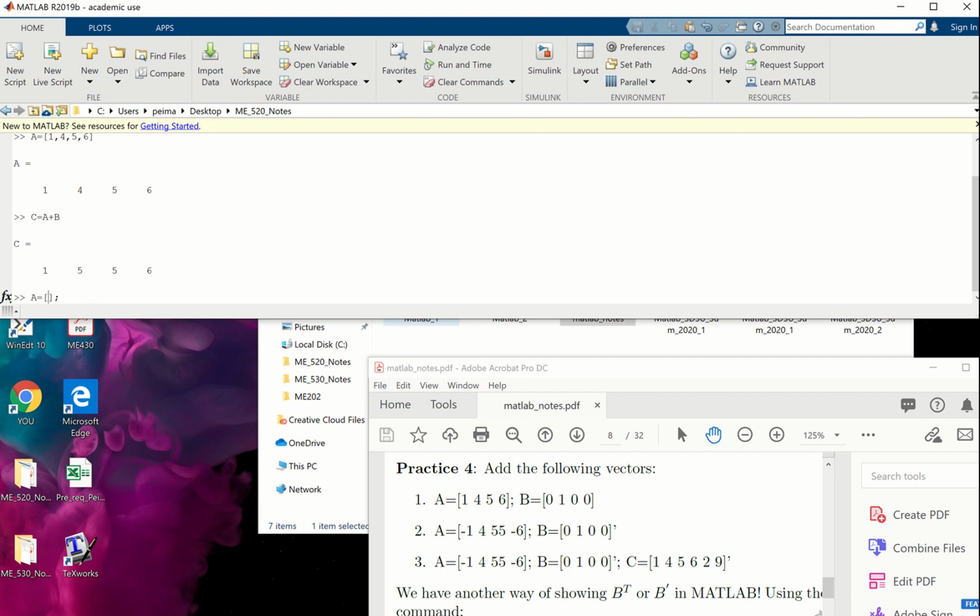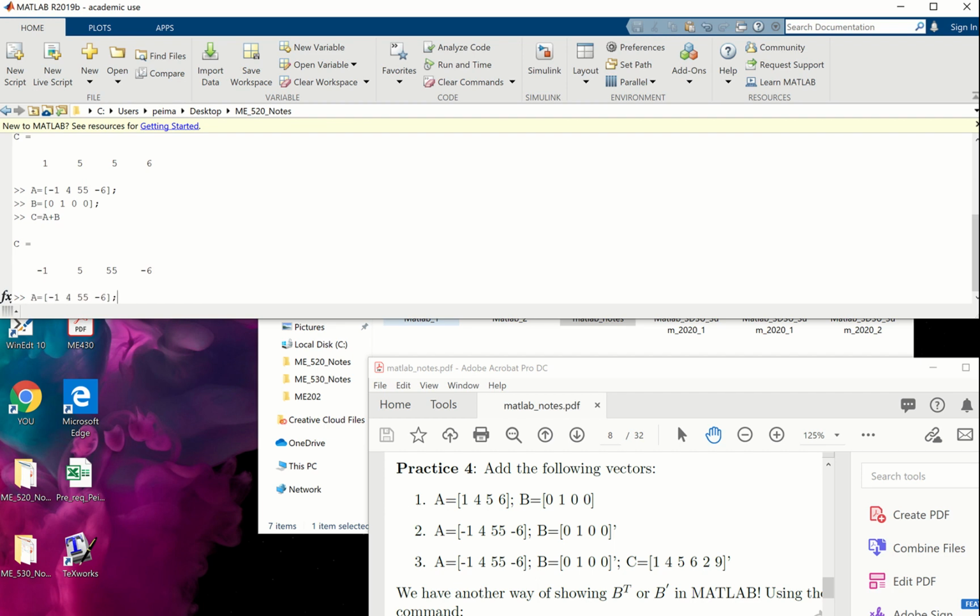A as minus 1, 4, 5, minus 6, right? And B, upper arrow, gives you B. Here we go. It is again the same, 1, 0, 0. That's right. So again, C is A plus B. Another confirmation. And now I'm asking you to add 3 vectors together.